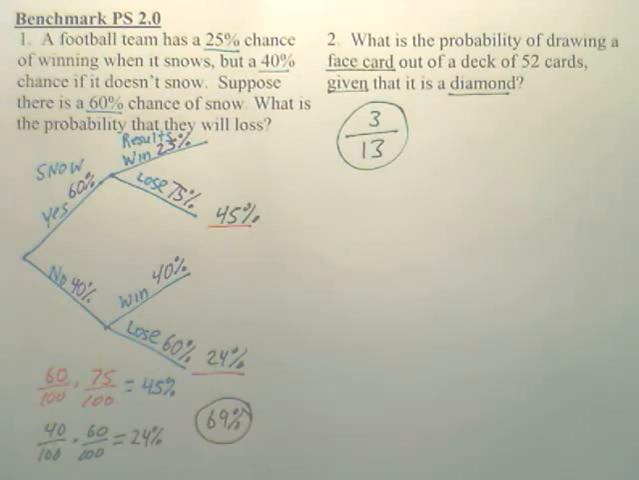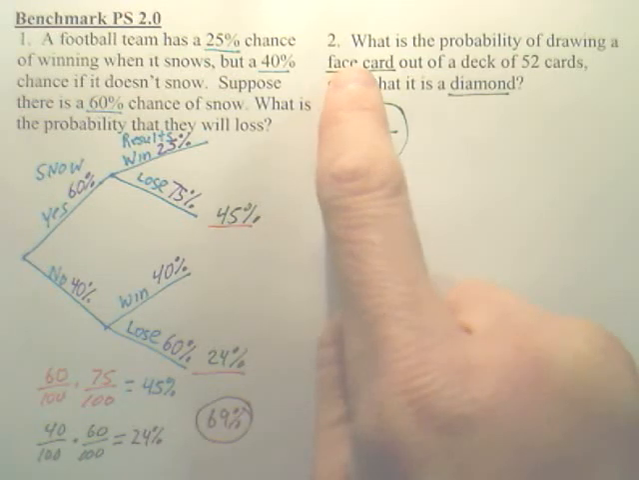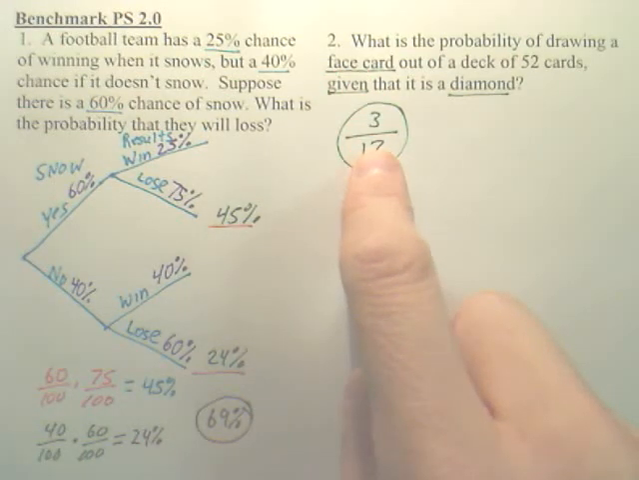That's it. With conditional statements, with givens, you first focus on the given. That's the bottom. The top is how many of those out of the given are left. And we're done.